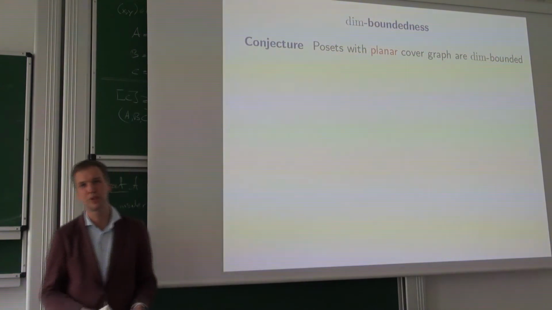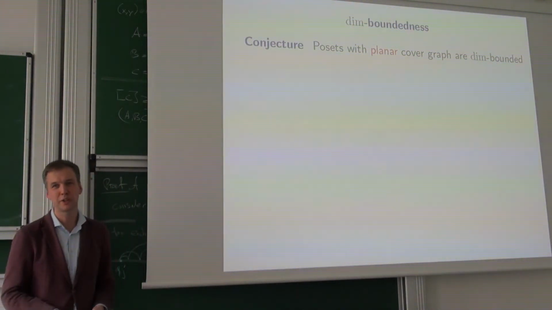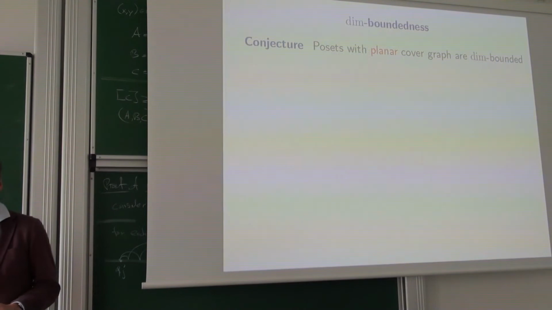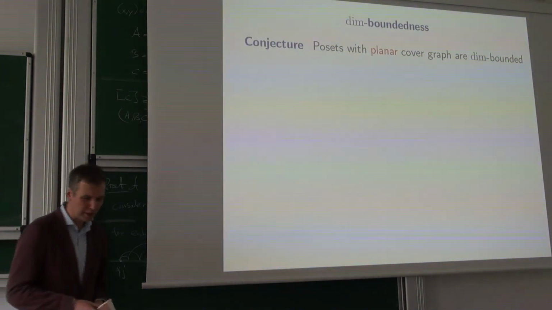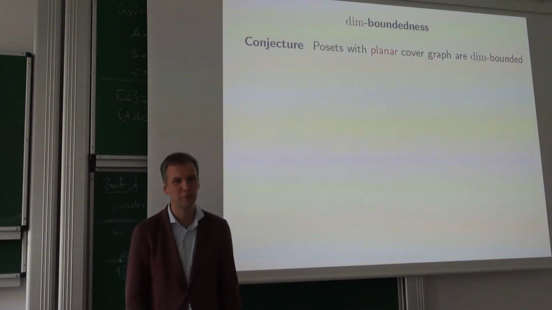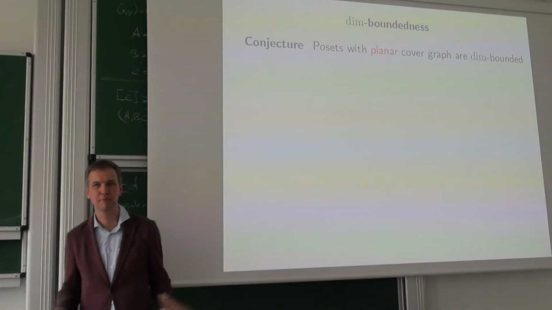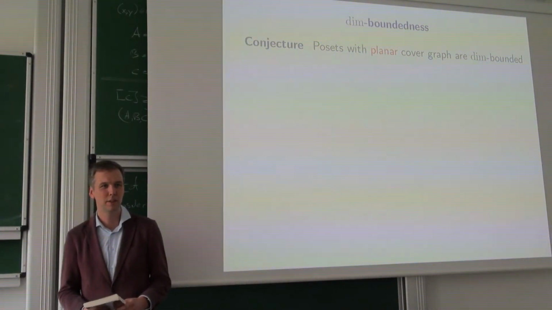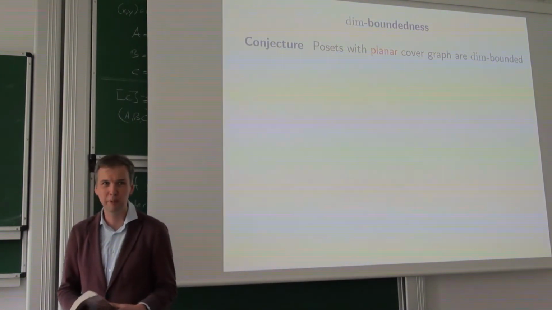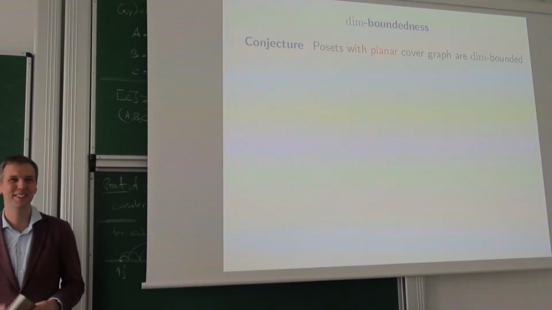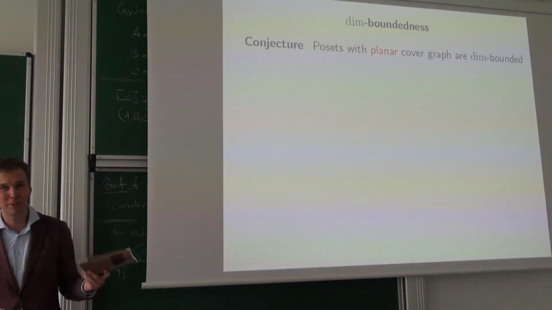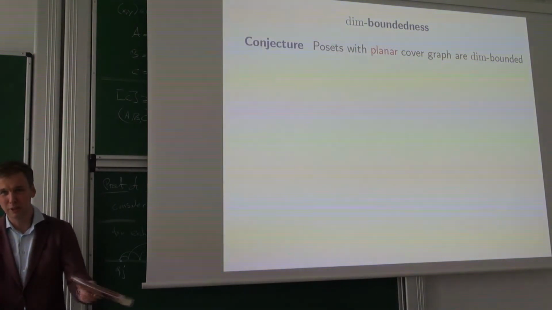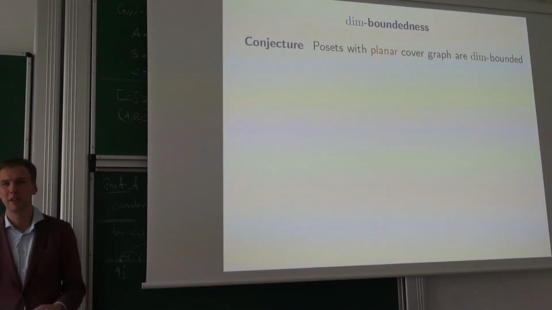This is the conjecture. Maybe one of two conjectures that I really care about. Lots of stuff is exciting, but this is the one. Posets with planar cover graph are dim-bounded. It's open. Why does no one study chi-boundedness of planar graphs? Because chromatic number is bounded, yeah? But in posets, dimension of planar posets is unbounded, which leaves room for this very exciting thing.